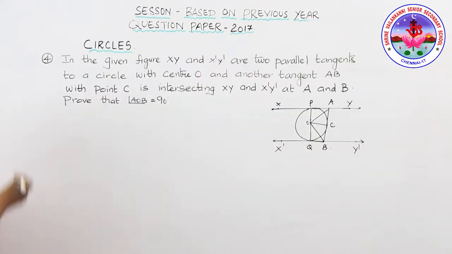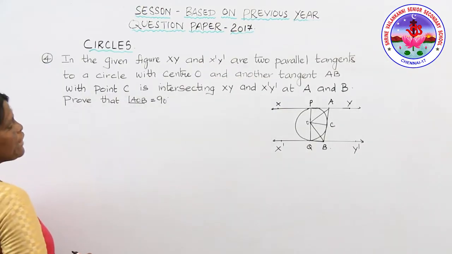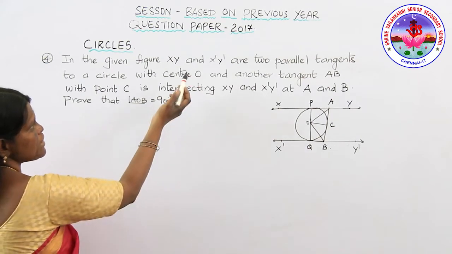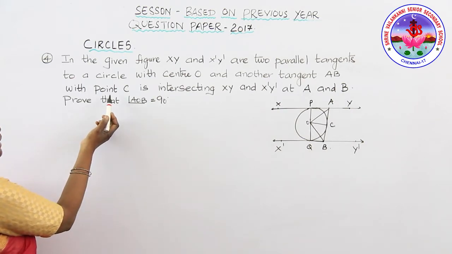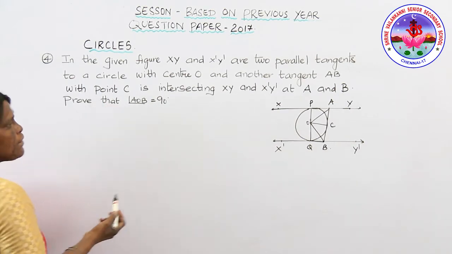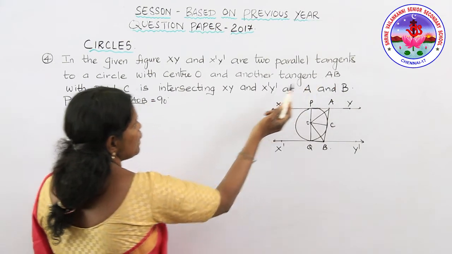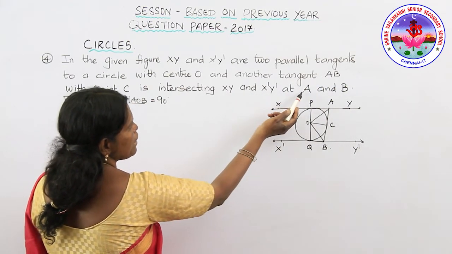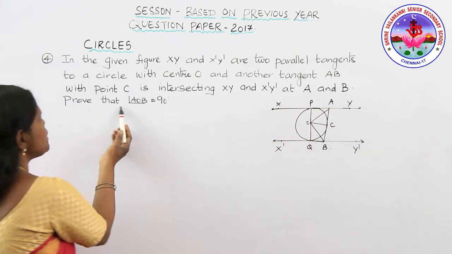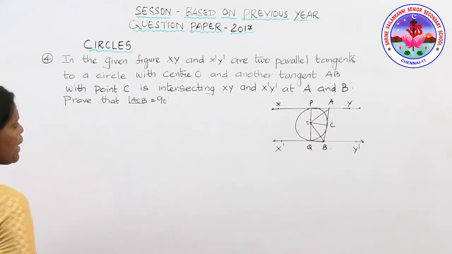Fourth problem. In the given figure, XY and X dash Y dash are two parallel tangents to a circle with center O, and another tangent AB is drawn to the circle which touches it at the point C, and this tangent AB touches the parallel tangents XY and X dash Y dash at A and B. So we need to prove angle AOB is equal to 90 degrees.